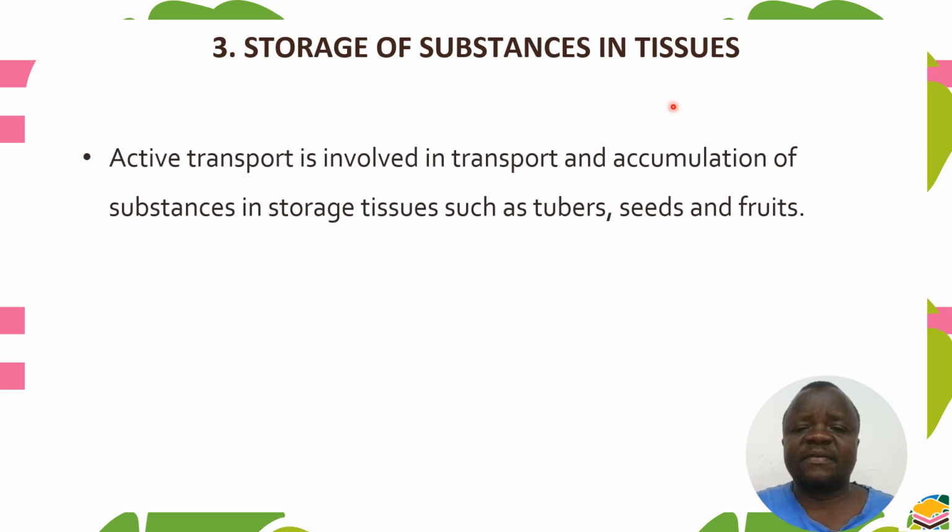Now, number 3, the significance. Remember, we are looking at the significance of active transport, and the third importance is that it facilitates the storage of substances in tissues. Active transport is involved in transport and accumulation of substances in storage tissues. What are these storage tissues in plants? You can guess, I think. You have tubers, seeds, as well as fruits. We consume fruits. Don't you consume them yourself?